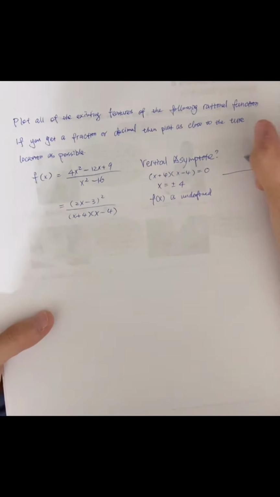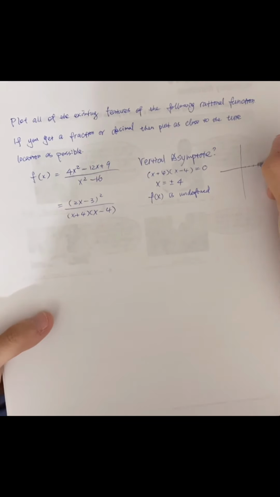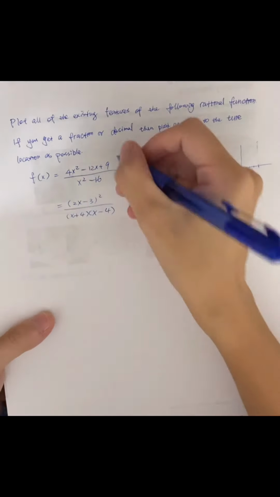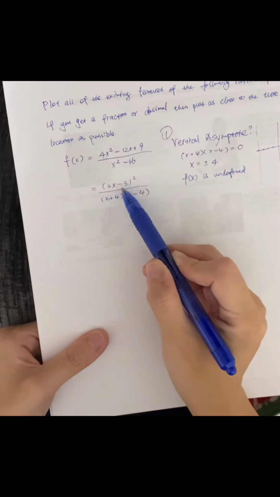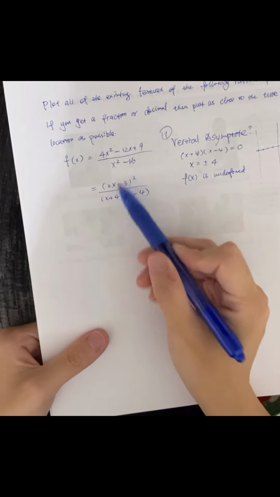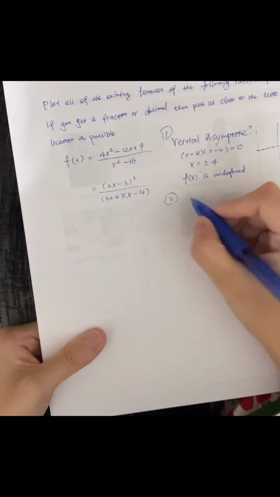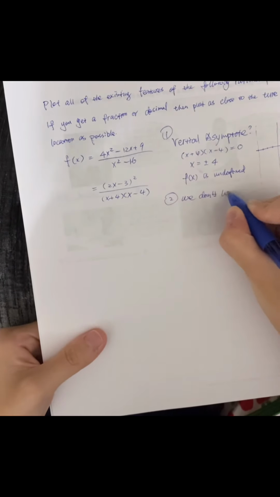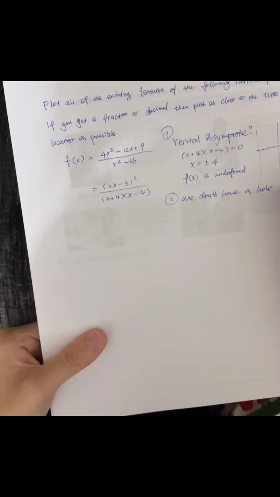Let's draft our vertical asymptotes on the graph. We have a vertical asymptote at x equal 4, and we have another one, x equal minus 4. That's our step 1. Say if we have a common factor in both numerator and denominator, we would have a hole, but in this case, we don't have one, so we don't have a hole here.